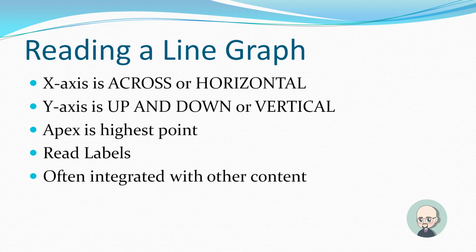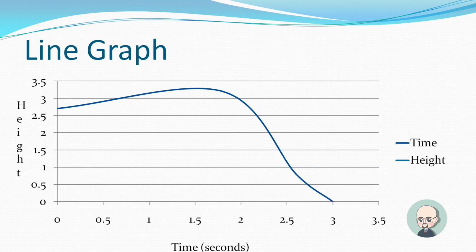Reading a line graph. Okay, the x-axis is across or horizontal, the y-axis is up or down, the apex is the highest point. Read the labels. They're there for a reason. These line graphs are often integrated with other content. So here's a line graph. You can take a quick look at this, and don't worry, I'll have it on the next slide with the question.